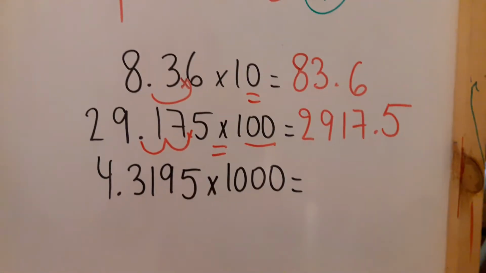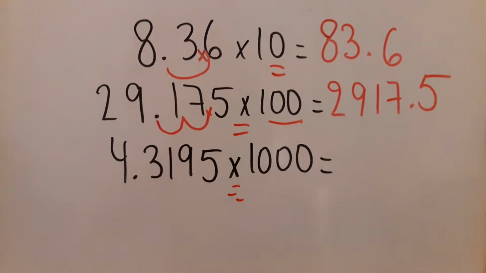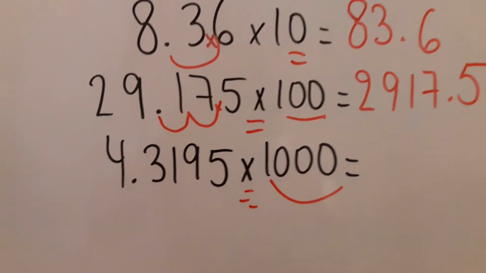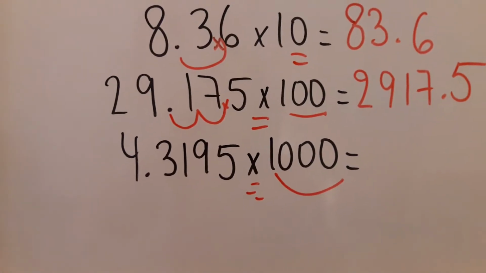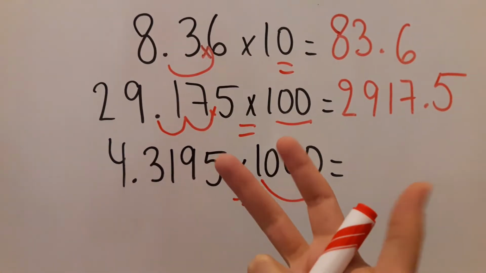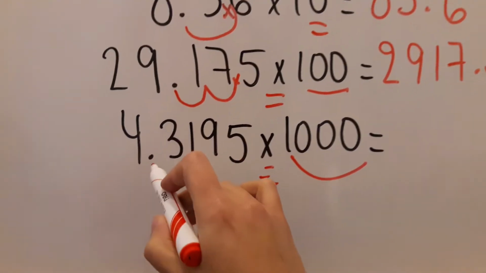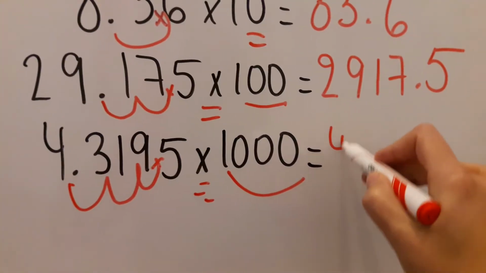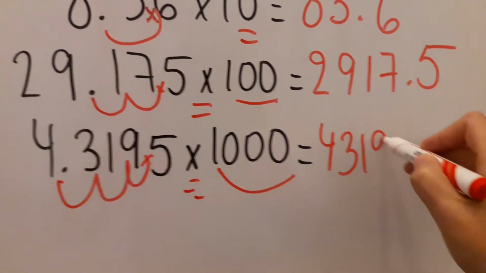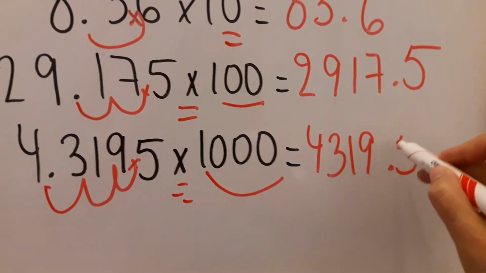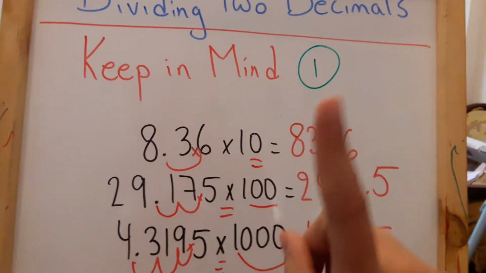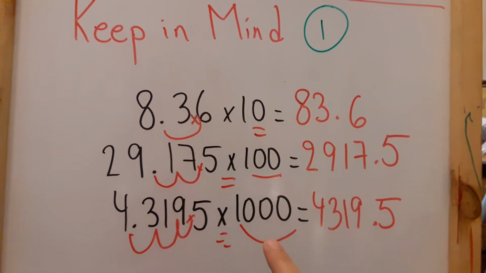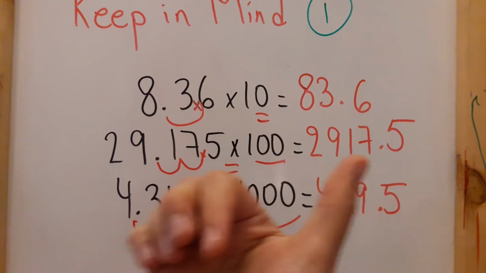2917.5. Again, since we are multiplying by 1,000, the 1,000 has three zeros. It means I have to move the decimal point three places to the right. So 1, 2, 3. So this is 4319.5. So keep in mind one, that when we are multiplying by 10, 100, or 1,000, the decimal point is going to the right.